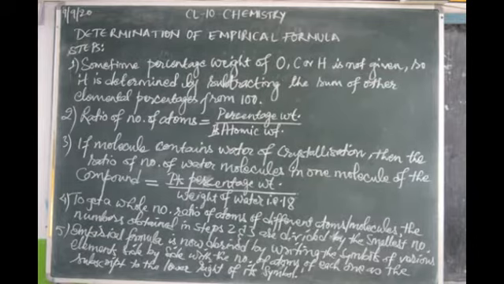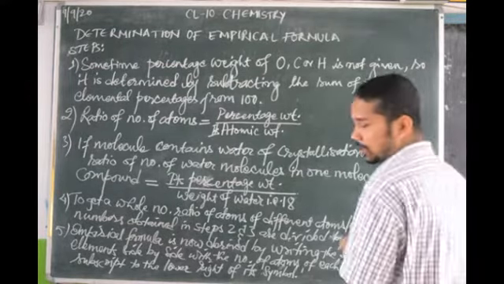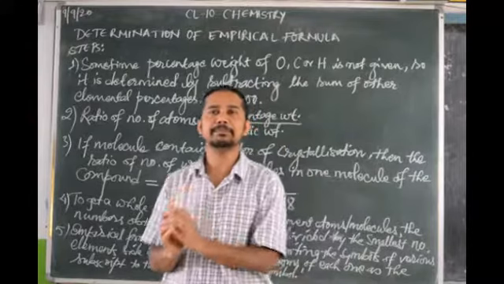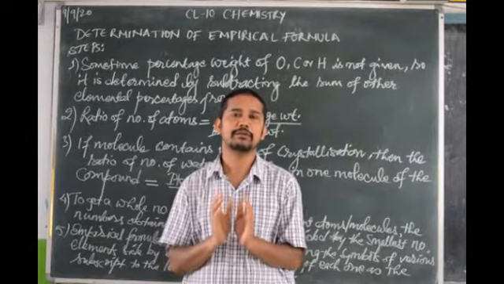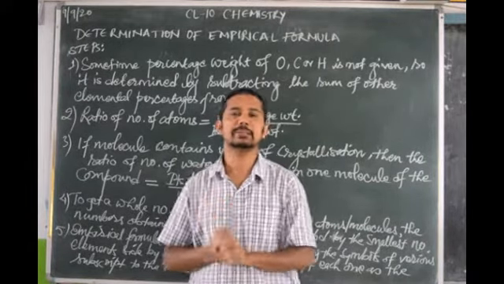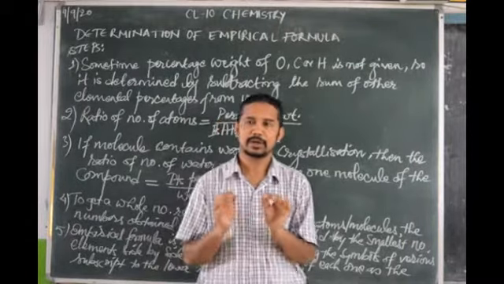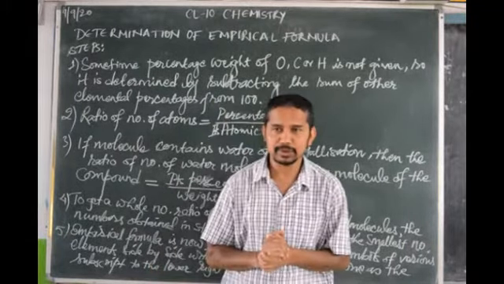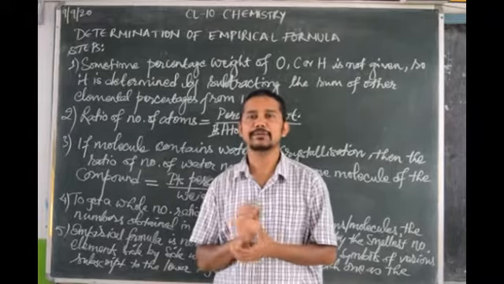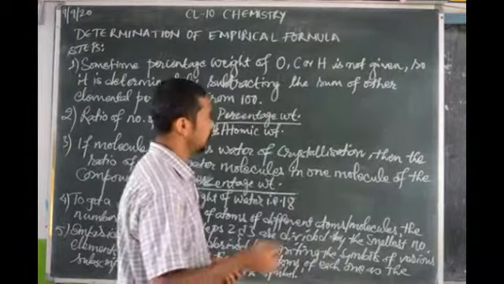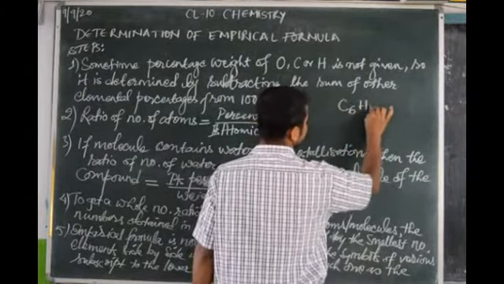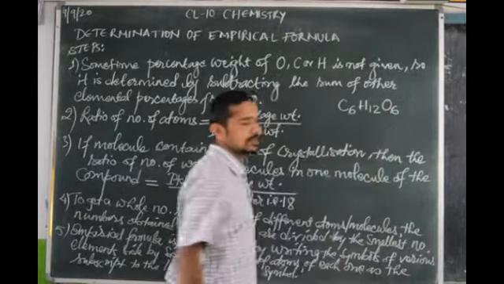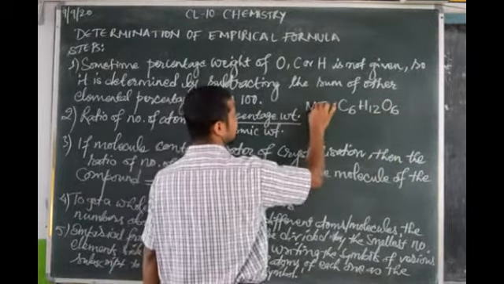Determination of empirical formula. I think you know what empirical formula is. Empirical formula is the simplest whole number ratio of atoms of elements in a molecule. For example, you know the molecular formula of glucose, that is C6H12O6. So this is the molecular formula of a compound.